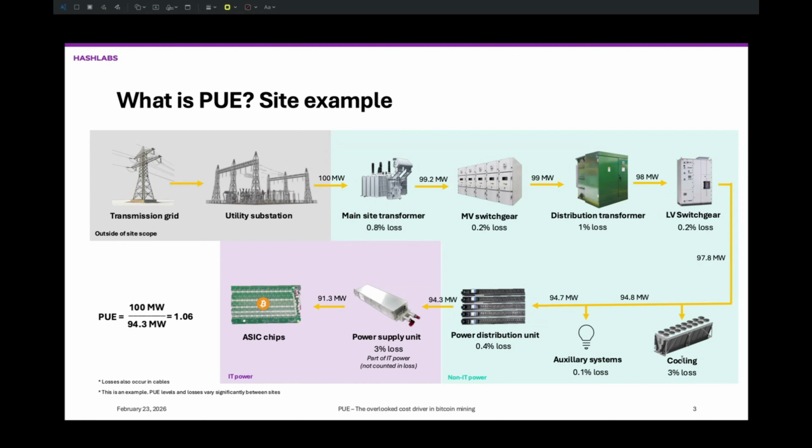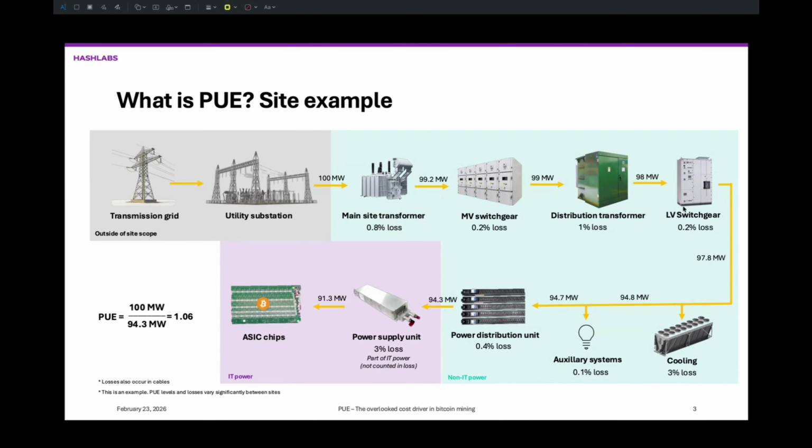And then you need to use some of the power for cooling and to cool down these chips. So let's say you spend 3% of the power on cooling, then you're down to 94.8 megawatt that you can use for mining. And then you have auxiliary systems, like you have to have lighting in the site, etc. 0.1% loss, 94.7 megawatt left.